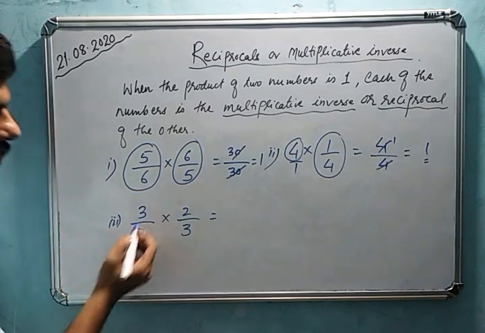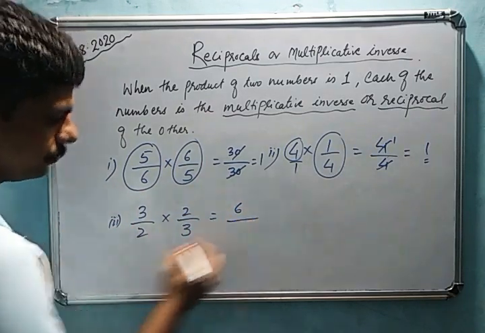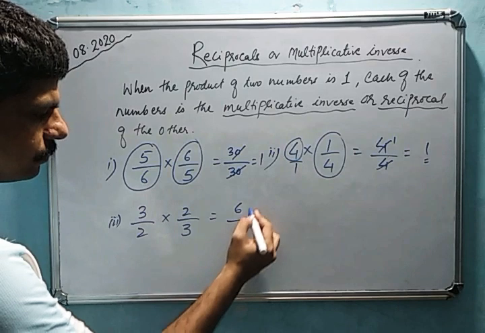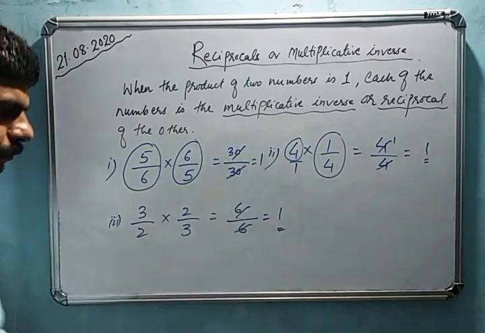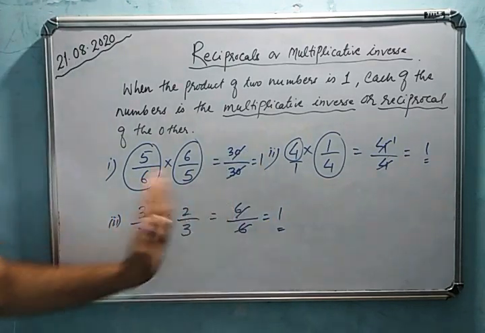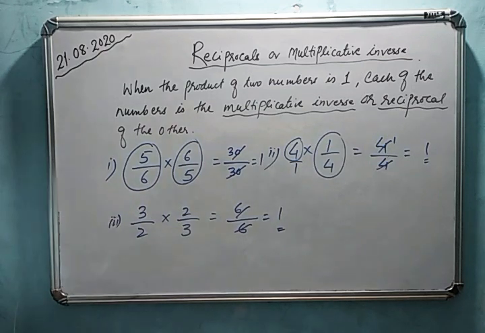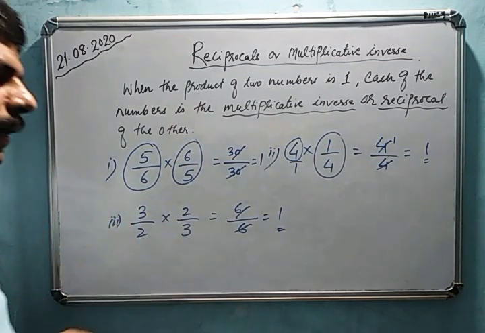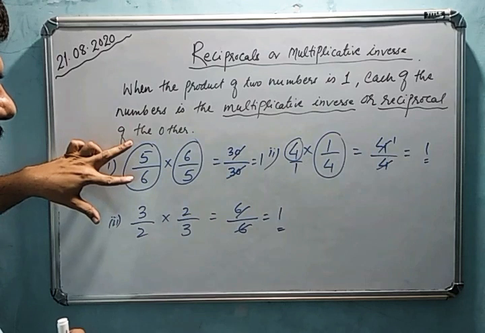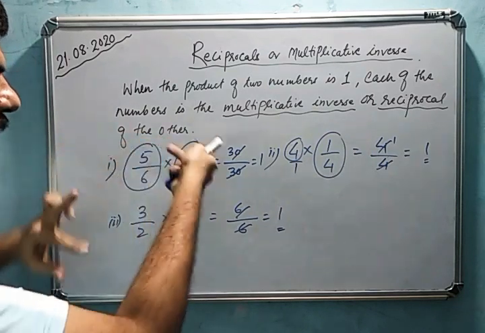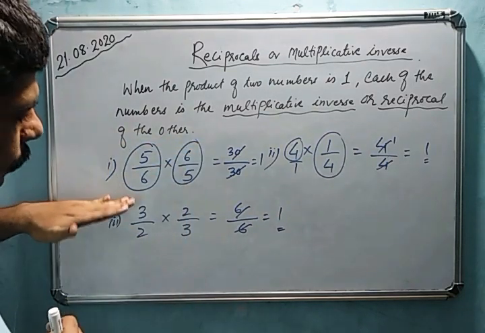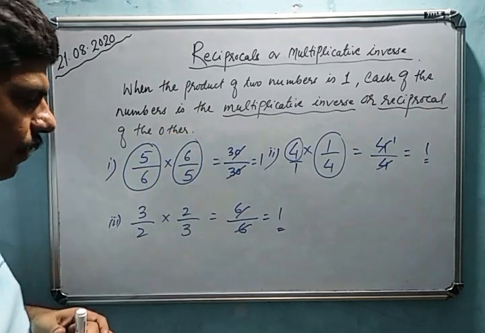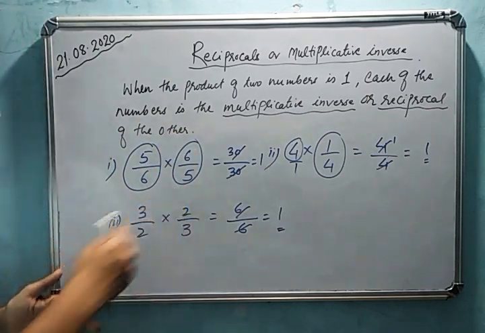Okay, similarly here also 3 2s are 6 and 2 3s are 6. So you are getting 1 here. Okay, so such numbers are called multiplicative inverse. It's very easy to identify. Any fraction is given, just flip the numerator and denominator. Like 5 by 6 becomes 6 by 5. 3 by 2 becomes 2 by 3.